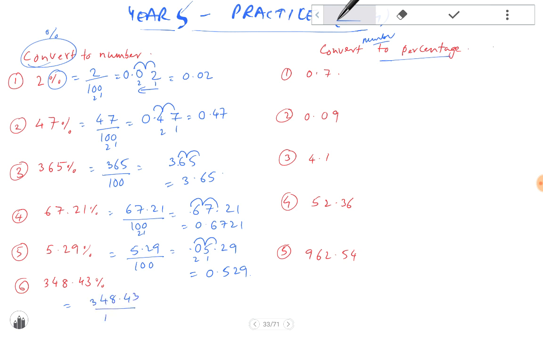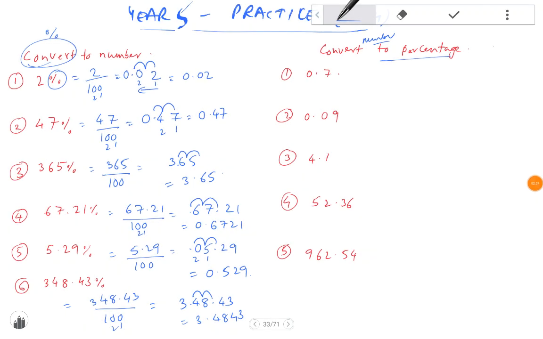In case of 348.43, again we divide by 100. Move that by 2 decimal places. So you write the same number again in the answer section. We move this decimal by 2 places to the right, put decimal there. So it becomes 3.4843.